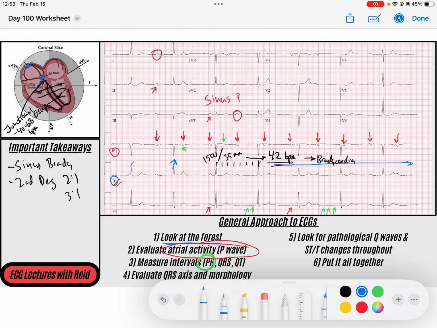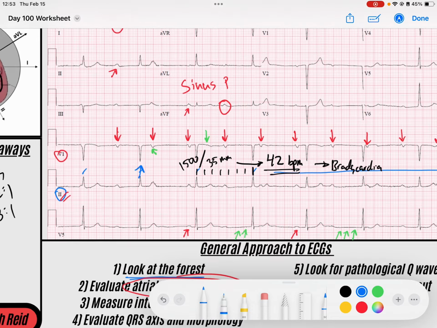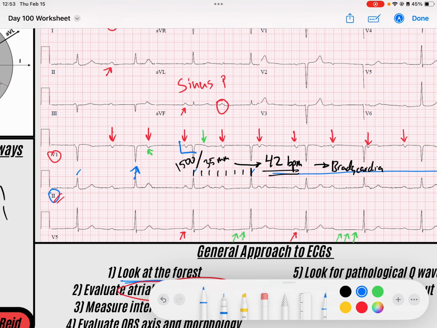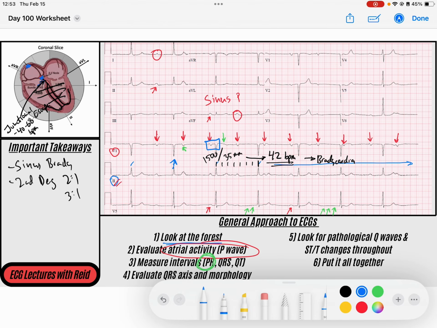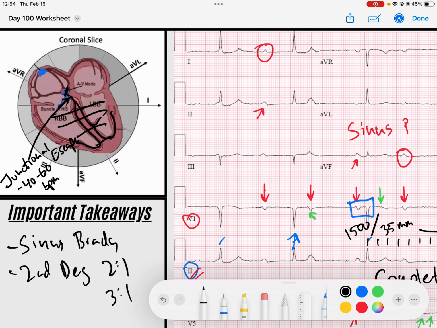And the P waves are not conducting to the QRS in any meaningful way, right? This P wave just happens to land in front of that QRS. So there's complete dissociation between the atria and the ventricles. And when you see that, especially in this regular, really narrow bradycardia, this is really characteristic of a complete or third degree AV block. And that happens when the AV node is completely blocked.